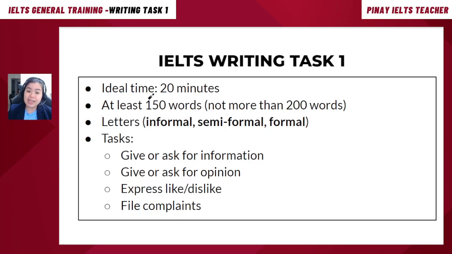Your writing task 1 is ideally supposed to be finished within 20 minutes. You have to write a minimum number of 150 words, but I strongly recommend do not exceed 200 words. There are 3 tones of letter or types of letter that you need to know: your informal, semi-formal, and formal. And you only need to write one on your IELTS test, but you have to be ready to write any of these because you will never know unless you see your task card.